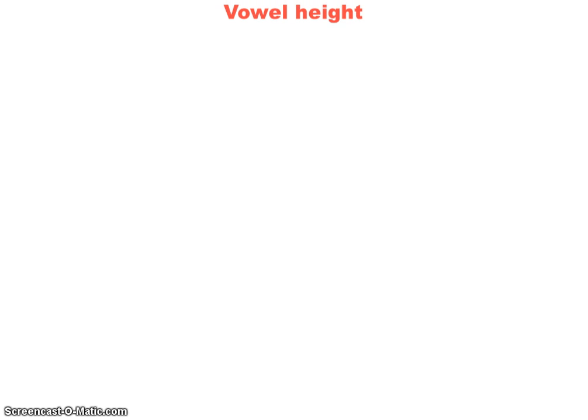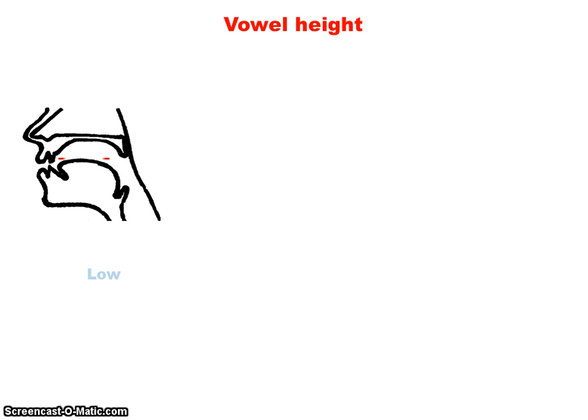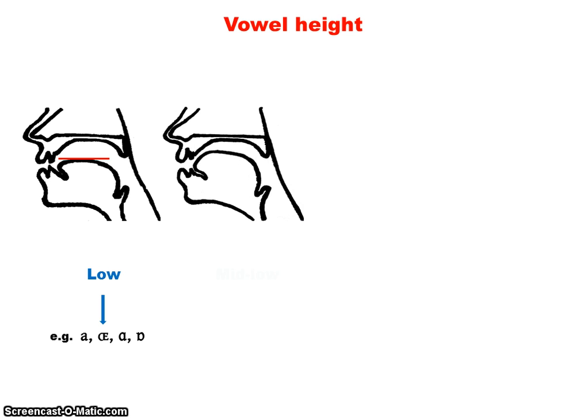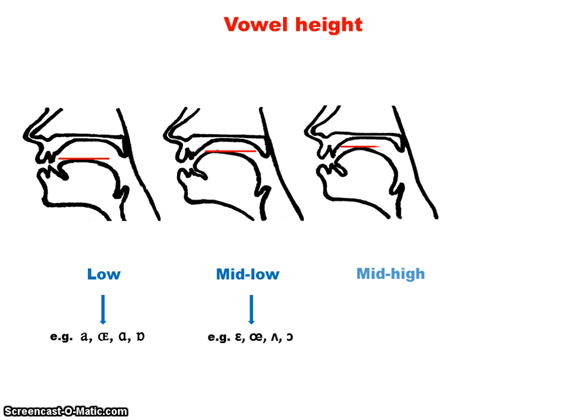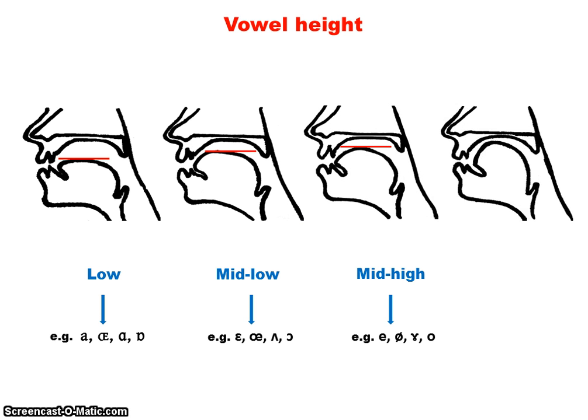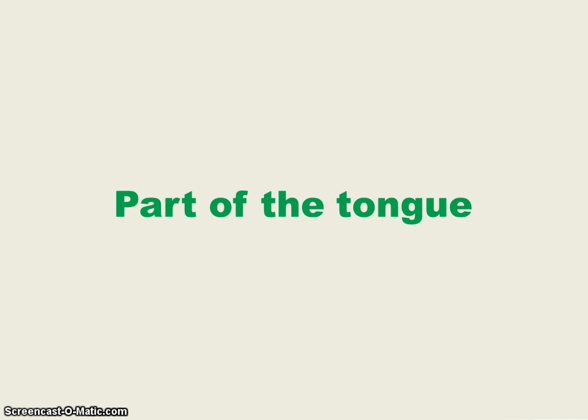We start with height. Vowel height. The tongue can be low in the mouth, and this gives us low vowels. It can also be at a mid-low position, a mid-high position, or a high position. The dotted lines show you the levels at which the tongue height is in the production of each of the vowel sets. Now let's move on to the part of the tongue involved.